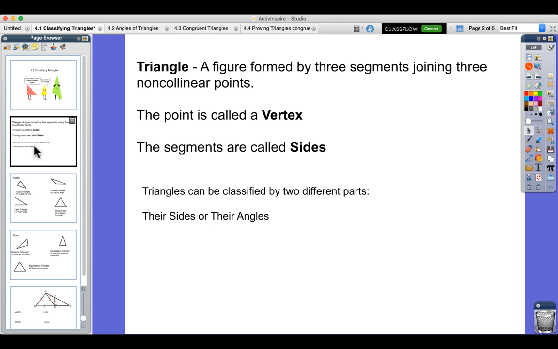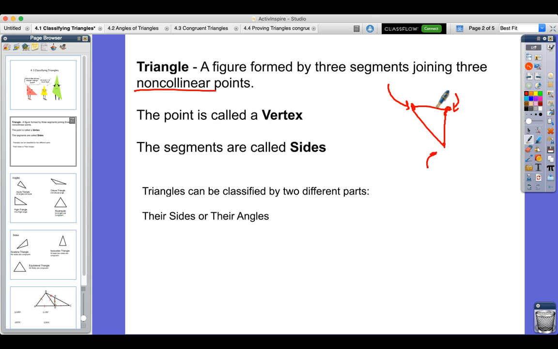Triangles, again, are a figure formed by three segments. Now, remember, a segment has a start point and an end point, endpoint to endpoint, right? So if you put three of them together, not in a line, then you get a triangle. There's one, there's another one, and there's the third one. Triangle.